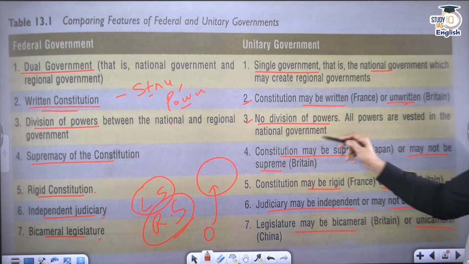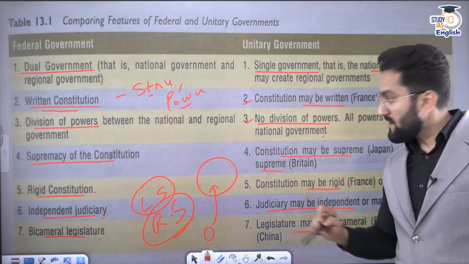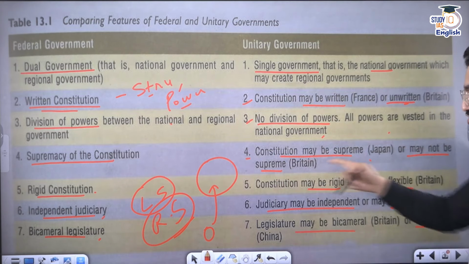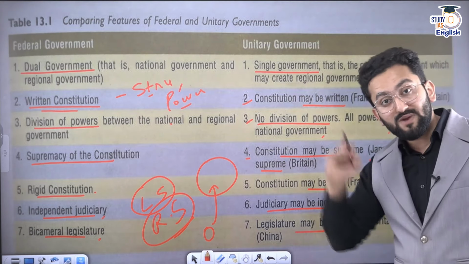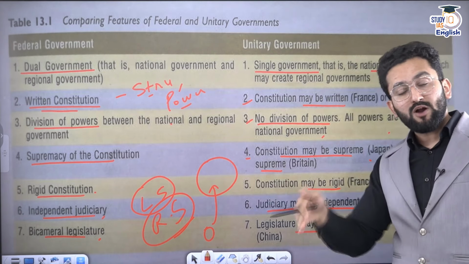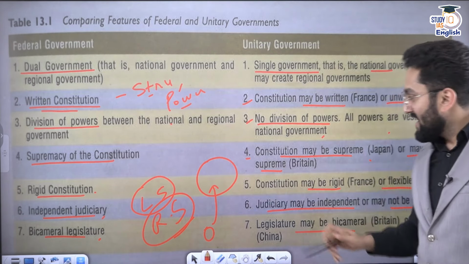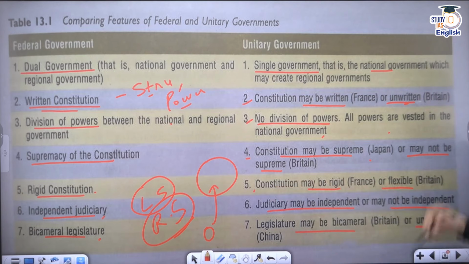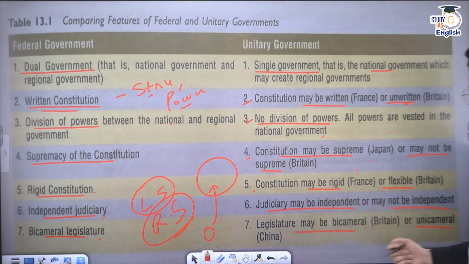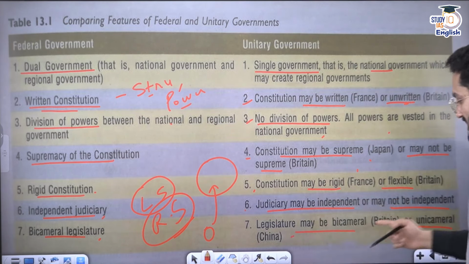There is no division of power, meaning all power is vested in the national government, but here we have division of power. The constitution may be supreme or not supreme. For example, the constitution is supreme in Japan, and not supreme in Britain, because in Britain Parliament is supreme. Parliament decides which law is going to be considered part of the constitution, right? The constitution may be rigid or flexible. In France, it is rigid; in Britain, it is flexible. The judiciary may be independent or not independent. The legislature may be bicameral or not. For example, unicameral in China, bicameral in Britain.